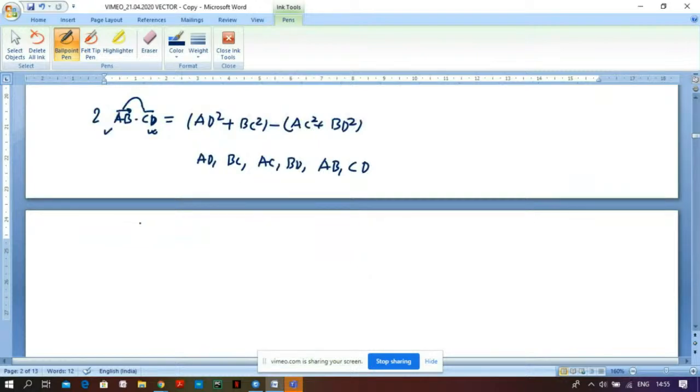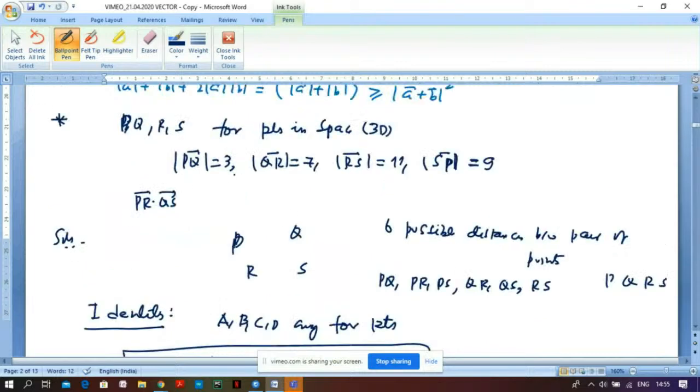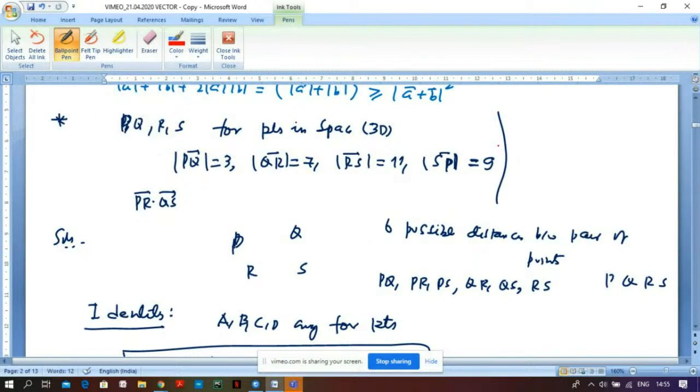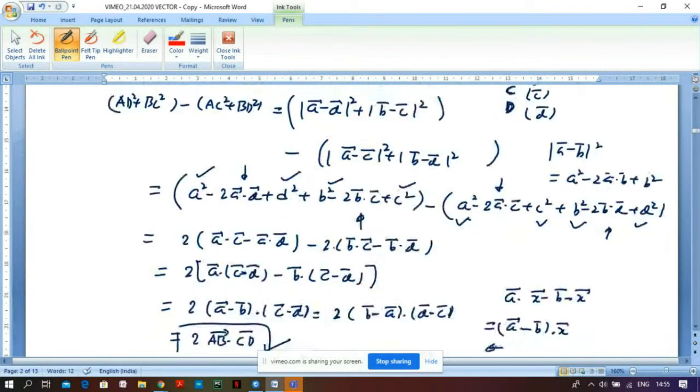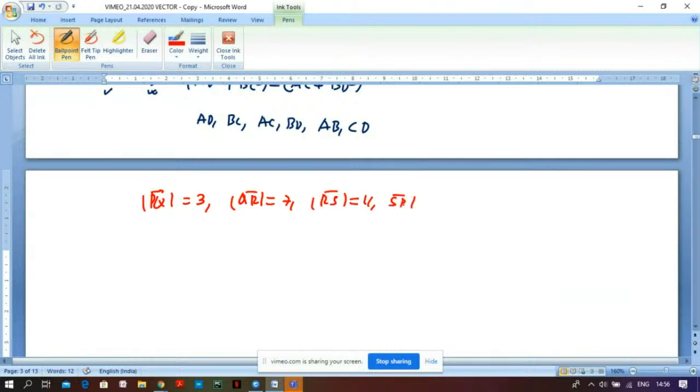We'll apply this simply to our problem. Our problem was, let me go back to the problem, PQRS, this kind of thing. I can solve it here. So you are given points: PQ is given to be 3, QR is given to be 7, RS is 11, and SP is 9.